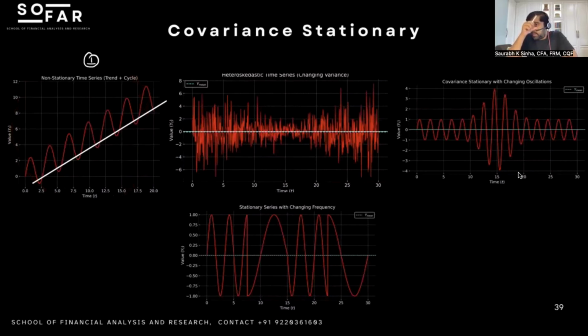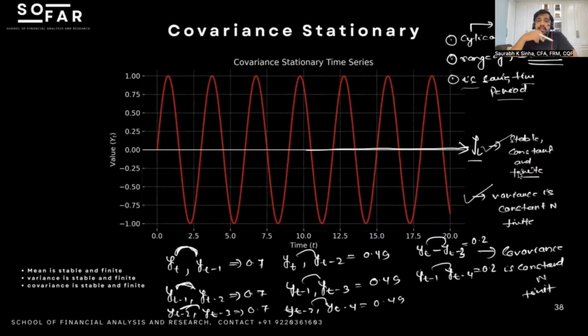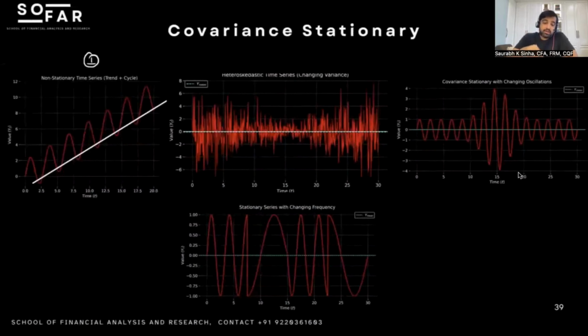Okay, the first question: is the variance constant? The answer is yes. The variance is constant. Even the covariance, when you calculate it, will come out constant. But what is the problem? What is not constant and stable? That is the mean. Can you see the mean increasing? If the mean is increasing, then how can I say that it is covariance stationary? The mean has to be stable, constant, and finite. It's not, so this is not covariance stationary. It does not follow the property of covariance stationarity.